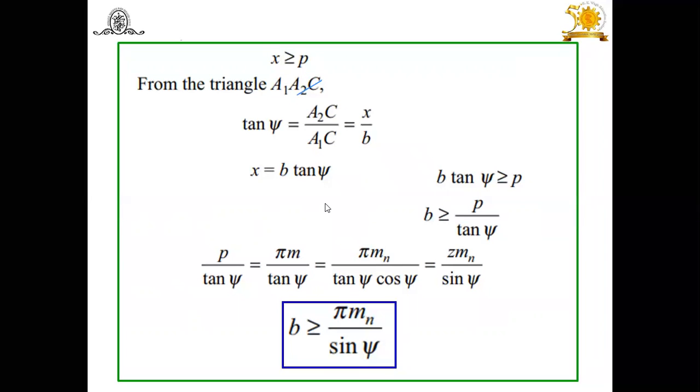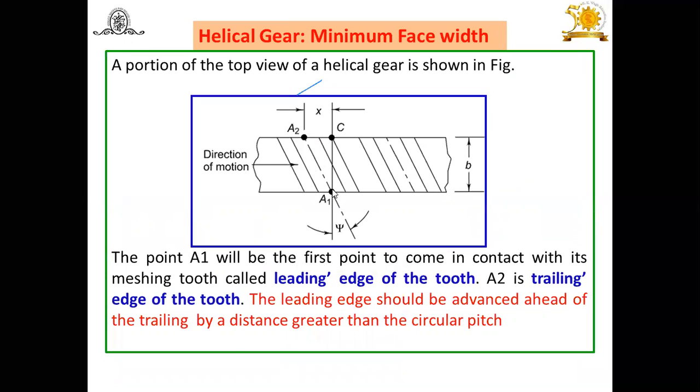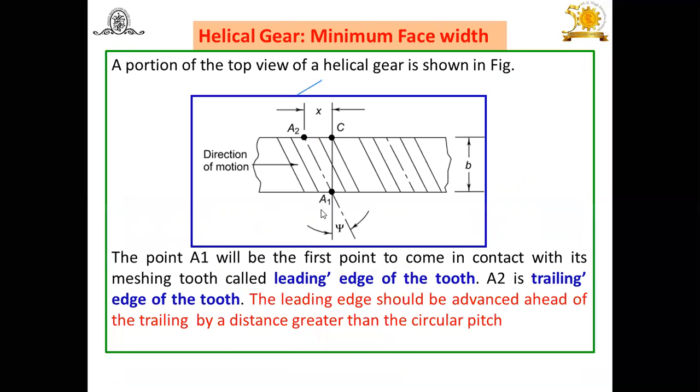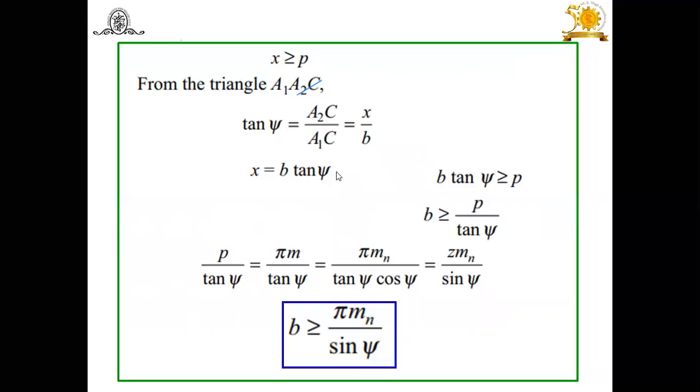Further, if we take into account this triangle A1, A2, C, it's a right angle triangle. Look at this here. The angle made by the teeth with the axis of the helical gear is psi. Then what would we get? Tan psi is equal to A2C upon A1C. A2C means, look at this, it's X, and A1C means B, which is written here. Then you can substitute: tan psi is equal to X by B. To find X, what you will get is X is equal to B tan psi.